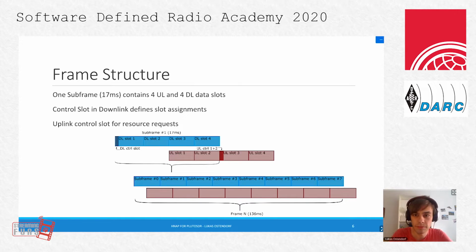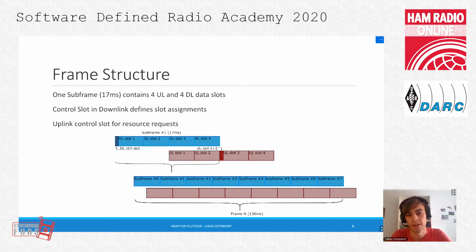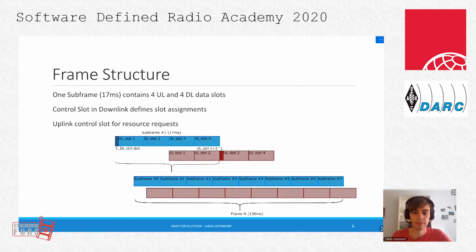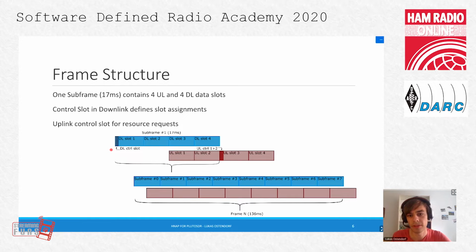Now, here's the TDMA frame structure. We defined one subframe to have a length of 17 milliseconds, and one subframe will contain 4 uplink slots and 4 downlink data slots that each client can use. As you can see here in a slightly darker blue, every subframe starts with a downlink control slot in which the base station broadcasts the slot assignments, and every client, after decoding the slot, will know when it has to receive or when it is able to transmit.